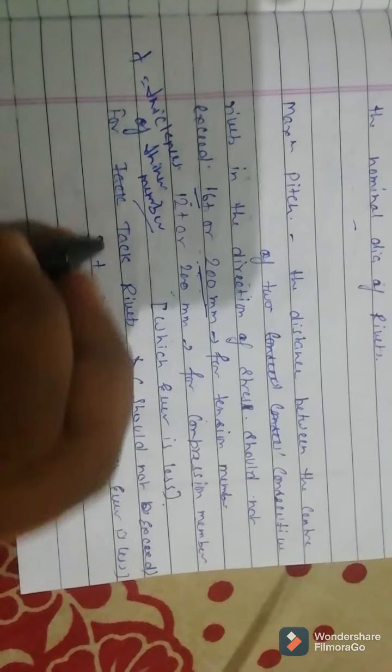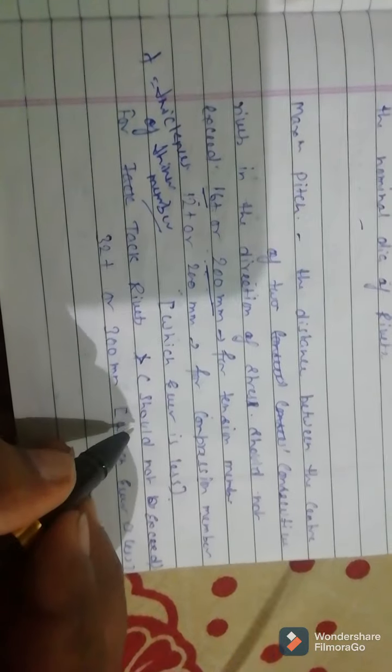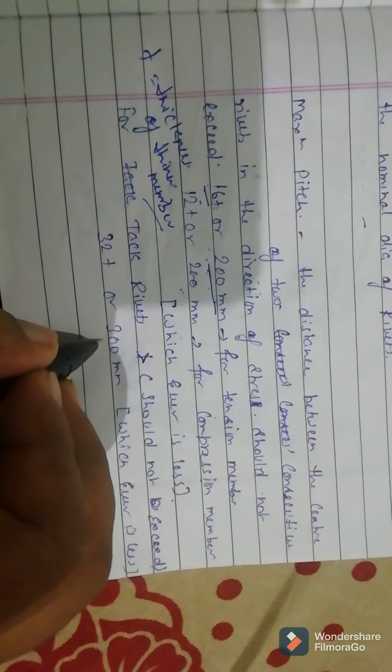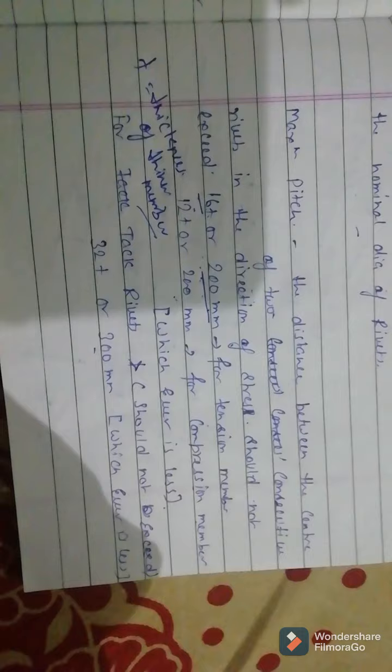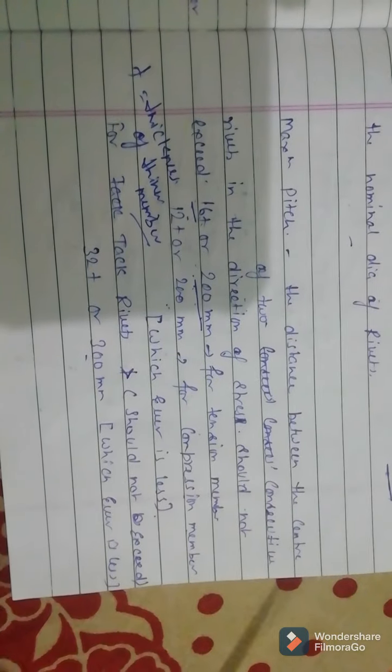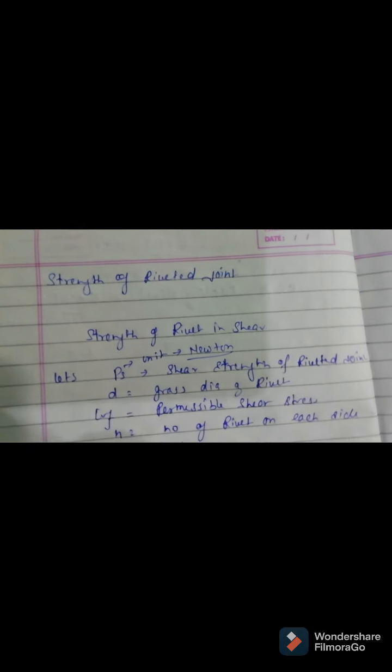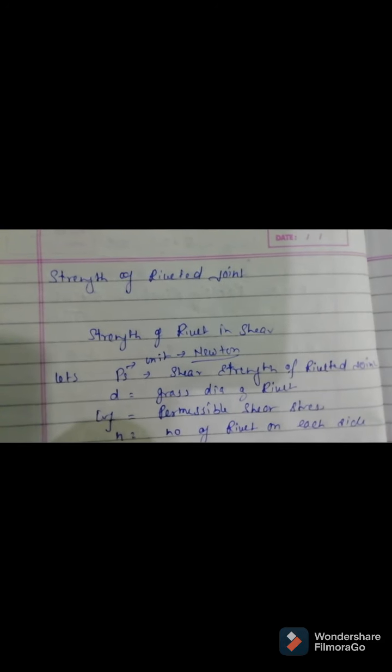Now for tack rivets, the pitch should not exceed 32T or 300 mm, whichever is less. That is already discussed perhaps. So here let's start the strength of riveted joint.